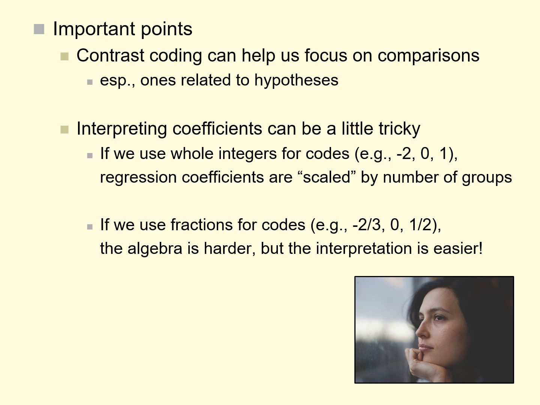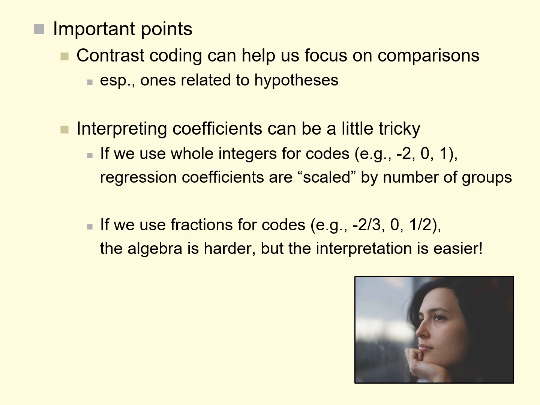If we use fractional codes like -2/3 and 0 and 1/2, the algebra is harder, but the interpretation is a little bit easier. And I should note, you don't actually have to do the algebra every single time. You can just create a table of integer codes and then do the division like I did before, dividing by the number of groups in each contrast, and just trust that the algebra will work out. The reason I did it in the previous slides was just to prove the point to you. But you wouldn't have to go through all of that algebra every single time.